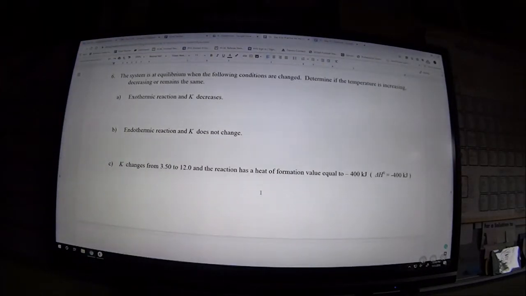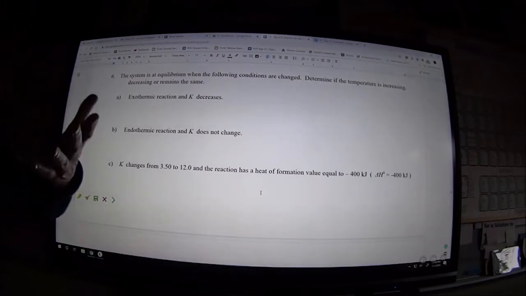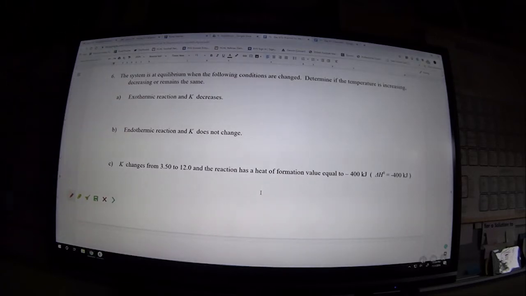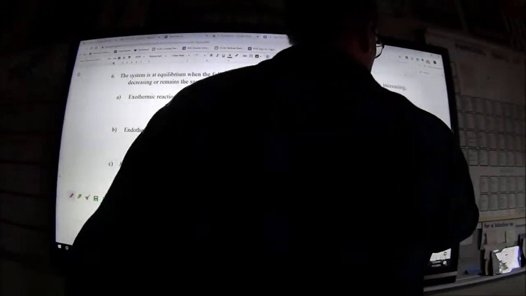Problem 6 is changing it up. Now it wants to know, is the temperature increasing or decreasing? In other words, are you adding heat or removing heat? Did we say exo? What was it for E? I don't remember. All right, so same thing. It's exothermic, so is heat on the left side or the right side? Right. Okay, it's on the product side.